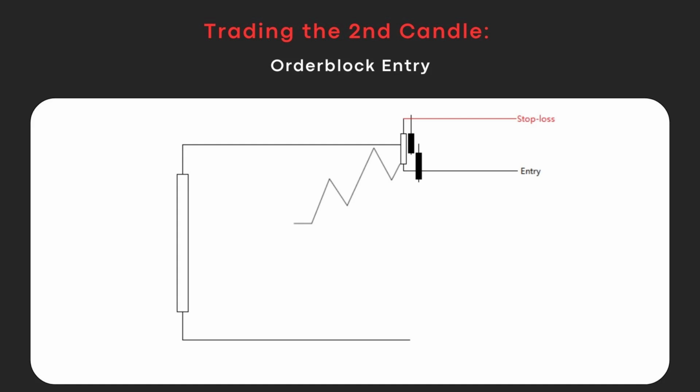You would first target the 50% of the CRT and then eventually the opposing end of the CRT. The 50% of the CRT would be used as your first place for trailing your stop loss or taking partials, and then you leave the rest of the order for the second target, which is the opposing end of the CRT. This is how an order block or Model 1 entry is formed, and this is exactly how you would trade it on the lower time frame. This is exactly how I trade the second candle.